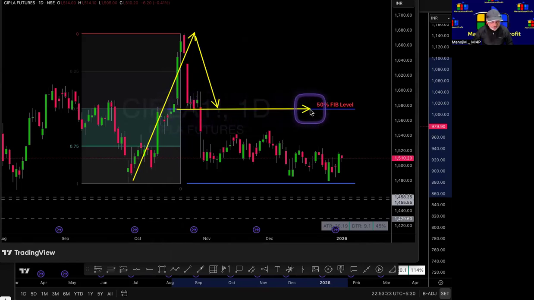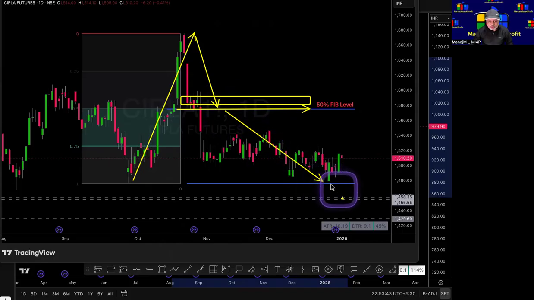You see this line, 50% line. And what did we do here? We again hesitated for a moment here. And finally we fell. And what did we head back to? We head right back to swing low. Again, here we could have predicted this fall from 1580 to 1480. That's a 100-point run on Cipla.